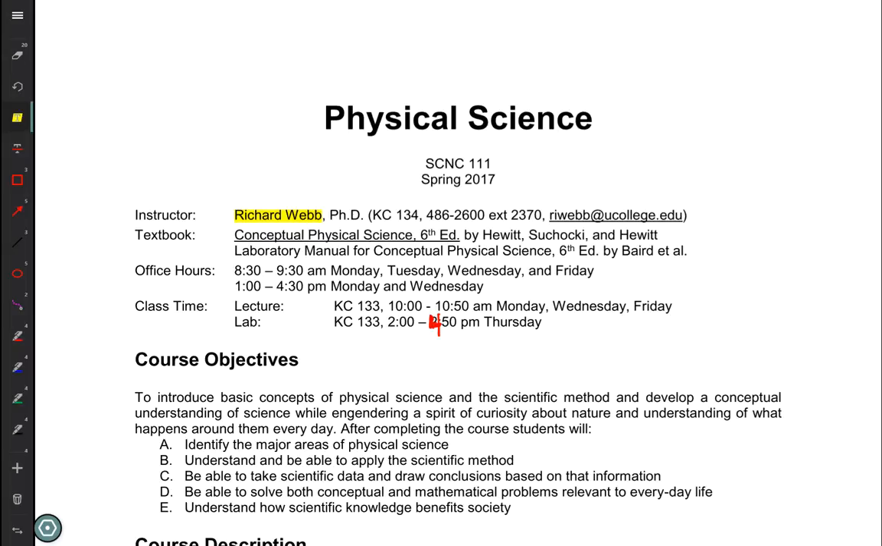And you can see here the office hours. It says 8:30 to 9:30 Monday, Tuesday, Wednesday, Friday, and 1 to 4:30 on Monday and Wednesday. I don't have the schedule posted yet. I have it printed inside my office. But if I am not in class, I'll probably be in my office just about every day.